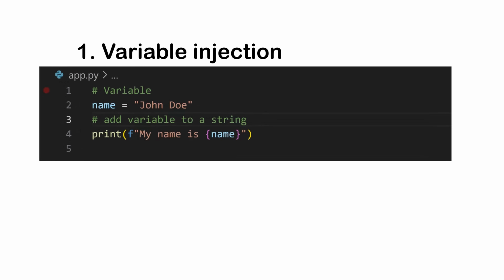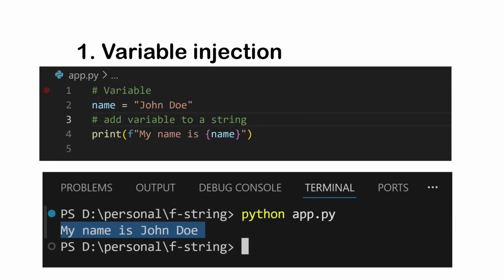1. Variable injection. This is what most people stop at. You have a variable. You want it in a string. No plus, no string, no guessing where spaces go. But this is just the entry point.